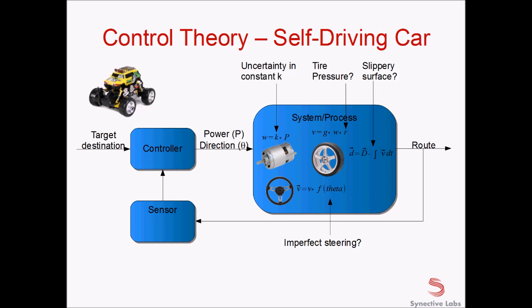So we add the feedback to the output by installing a navigation system that can measure the route. Now it's important that we add the feedback to the output and not to some signal within the system, because it is at the output where we can see and compensate for all the uncertainties in the system.